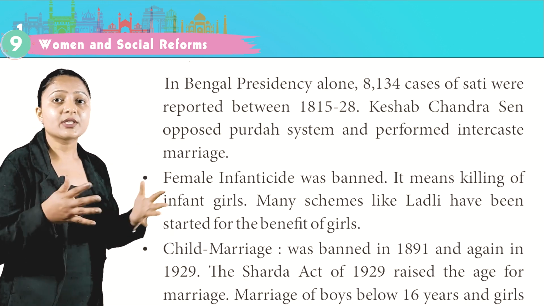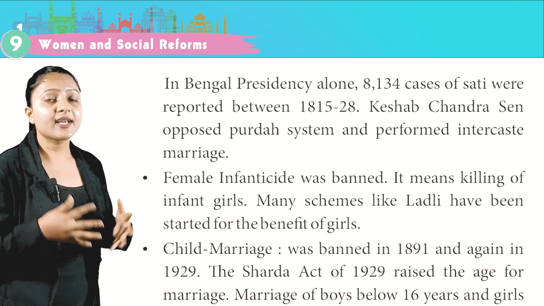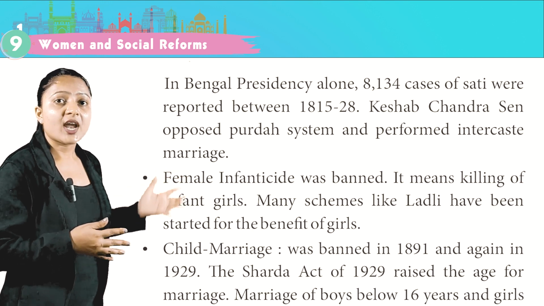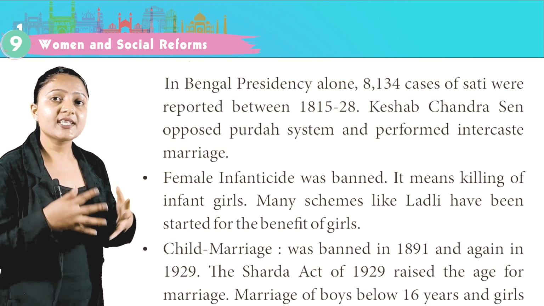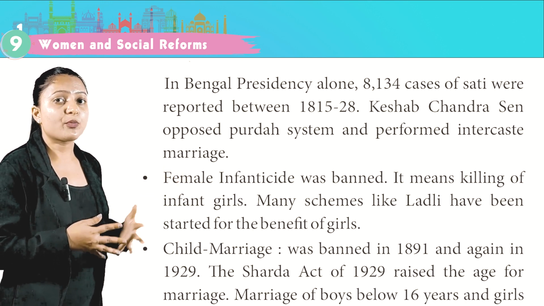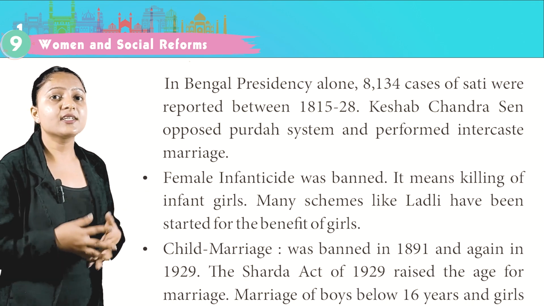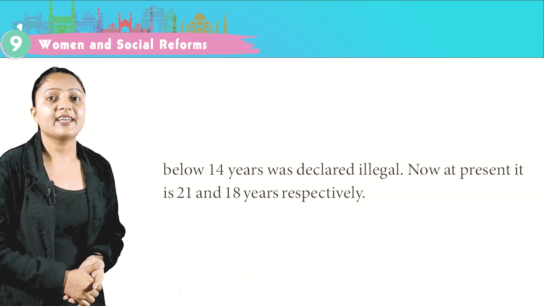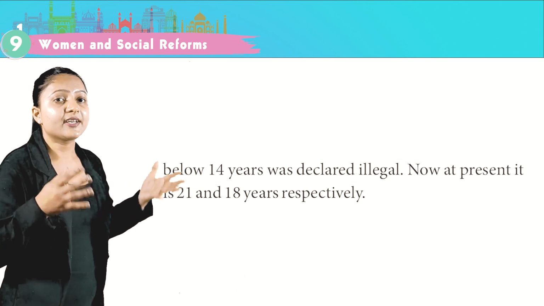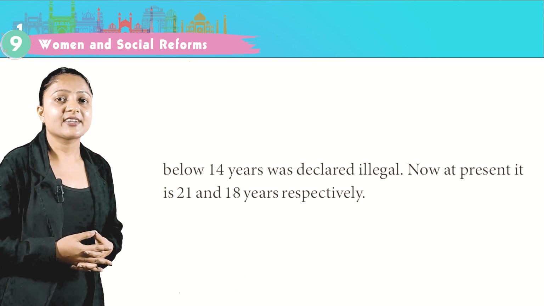Child marriage was banned in 1891 and again in 1929. The Sharda Act of 1929 raised the age for marriage. Marriage of boys below 16 years and girls below 14 years was declared illegal. Now at present, it is 21 and 18 years respectively.